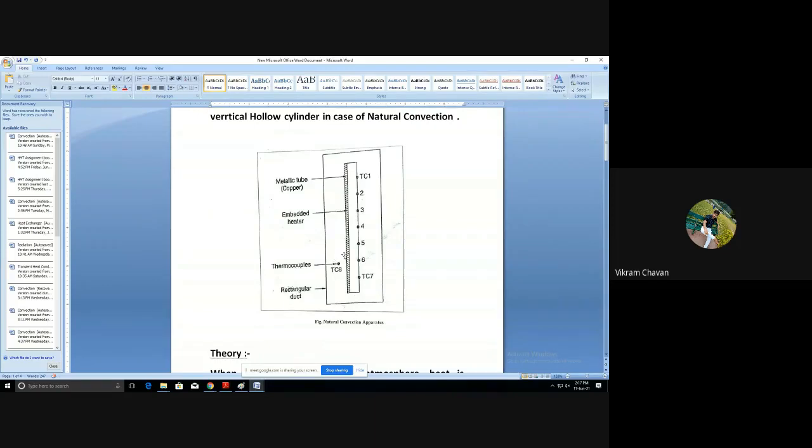And the heat source is placed inside that particular tube. Heat source means what? The heater is placed inside the tube, and it will take the electrical energy and convert that electrical energy into heat energy, and that heat will be transferred to the surface of the hollow cylinder.